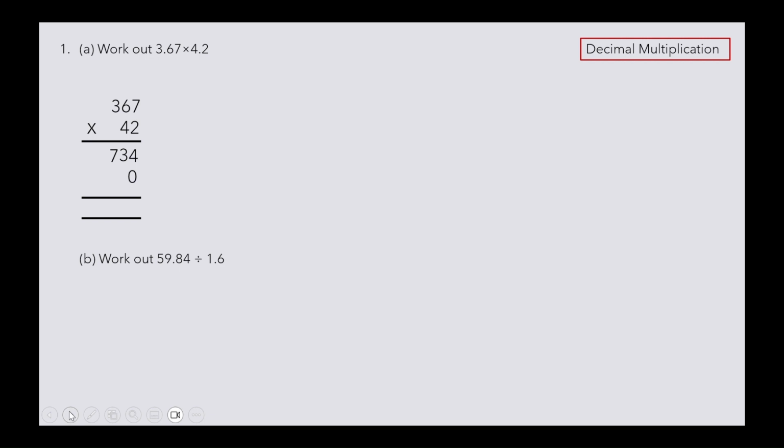And then we do 4 times 7, which is 28. We write the 8 and I carry the 2 over. Then I do 6 times 4, which is 24, but remember we had the 2 that we carried over, so we add 2, that's 26. We write the 6 and we carry the 2 and I cross the 2 out.